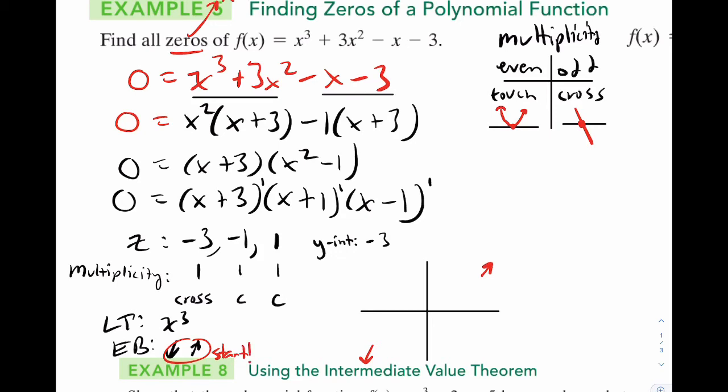I like to do the zeros and basically the intercepts. So -3, -1, 1, and -3, and just draw it. It's going to cross through each zero. So cross, cross, then cross. We have an iPad, so let's just move that right there to make it nice. And there's our graph. We're done.